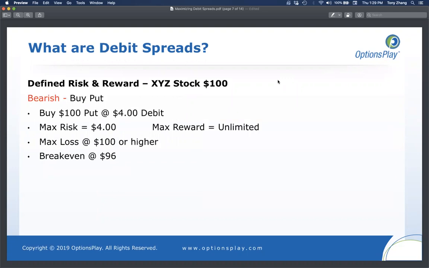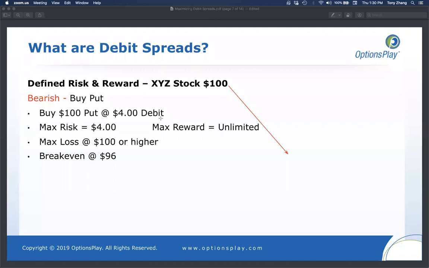Now, normally I would go through a bearish example, but from my perspective, it's identical. We're just flipping it on a dime from bullish to bearish. So now instead of expecting the stock to move higher, we're expecting it to move lower. So now we're buying a put option. I'm not going to go through all of this again because I think most of you understand flipping from bullish to bearish, but the idea is the same.